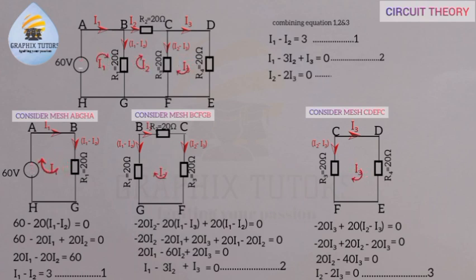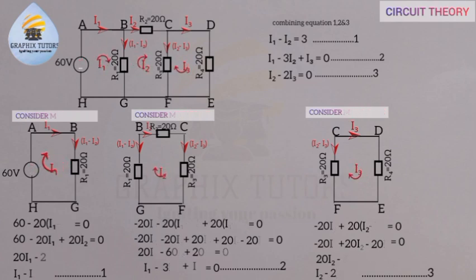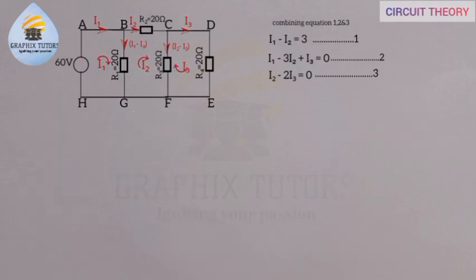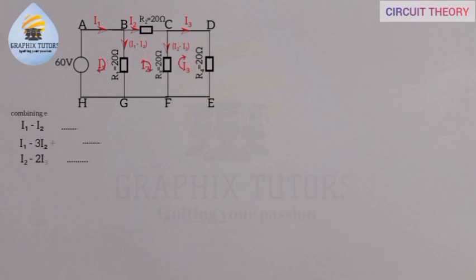Now if you move forward, you can decide to use whatever method you want. You can use your elimination method, your substitution method, your Cramer's rule, or your Sarrus rule, any method of your choice, in order to acquire the values of the currents I1, I2, and I3. Because the question says we should find the branch current flowing through each resistor, we need to get the mesh currents I1, I2, and I3, and then the branch currents and so on.